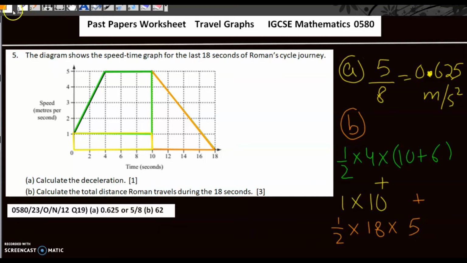Oh, I've just made a huge mistake. This length here is not 18. It's 8. So 18 is wrong. Sorry about that. It's 8 because the base of the triangle is 8 units. It starts from 10, it ends at 18. So that's 8. This product will now give me the answer 62 meters.